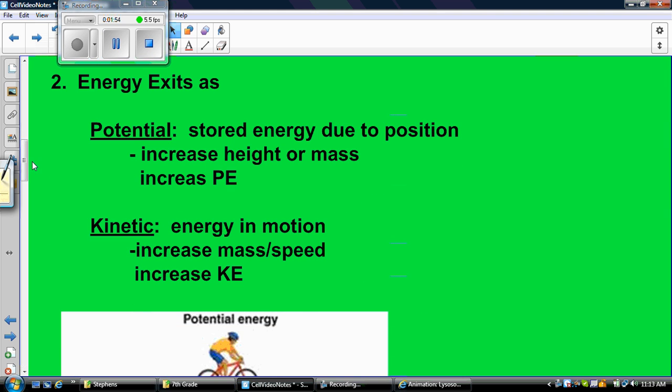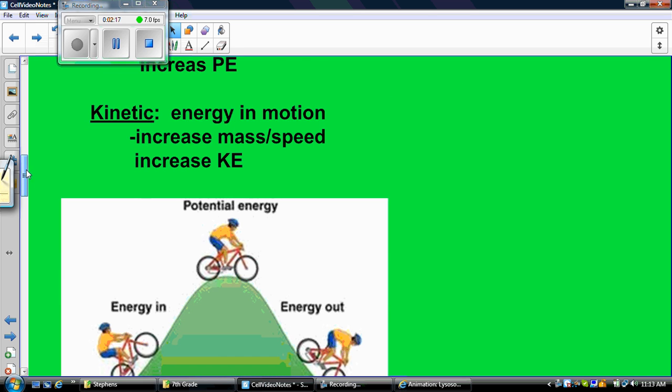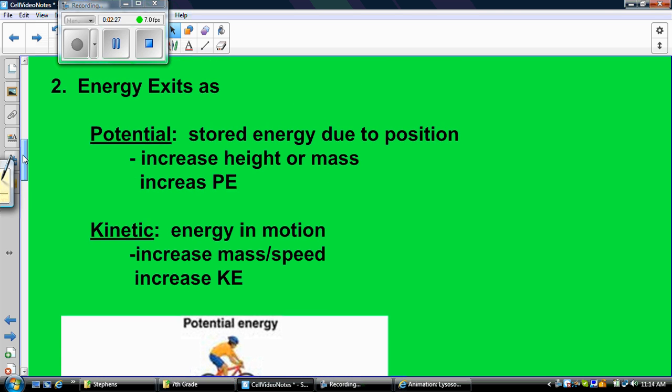This is still a review. Remember, energy exists in two forms, either potential or kinetic. Potential is stored energy due to position. If you increase the height or the mass, you have more potential energy. There's a typo, I forgot my E on the increase. Last year, remember, we talked about potential and kinetic energy. If you have increased your height, like this bicyclist at the top of the hill, he has the most potential energy. That's usually when you're not moving.